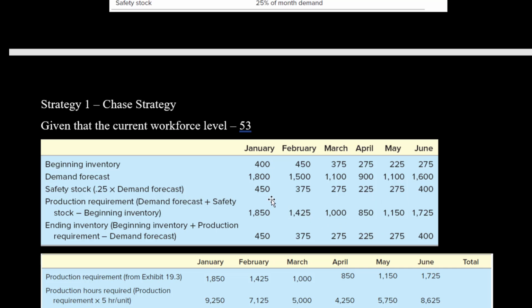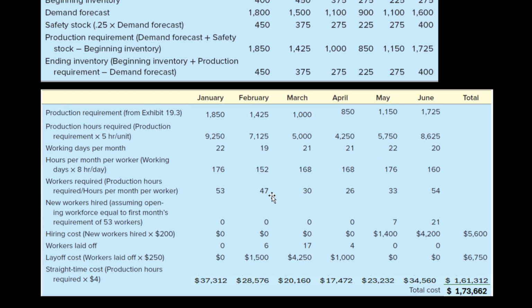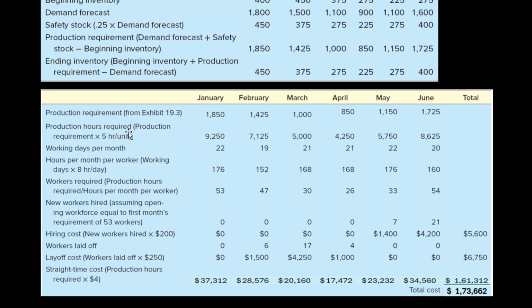And now we move to the second table. Now in the second table we have to concentrate on the required hours of production and how many hours we have. Because we have to produce 1850, and every 1 unit we require 5 labor hours, the total labor hours required in the month of Jan will be 1850 into 5, which will be 9250. So if we get 9250, then we will be able to produce 1850.